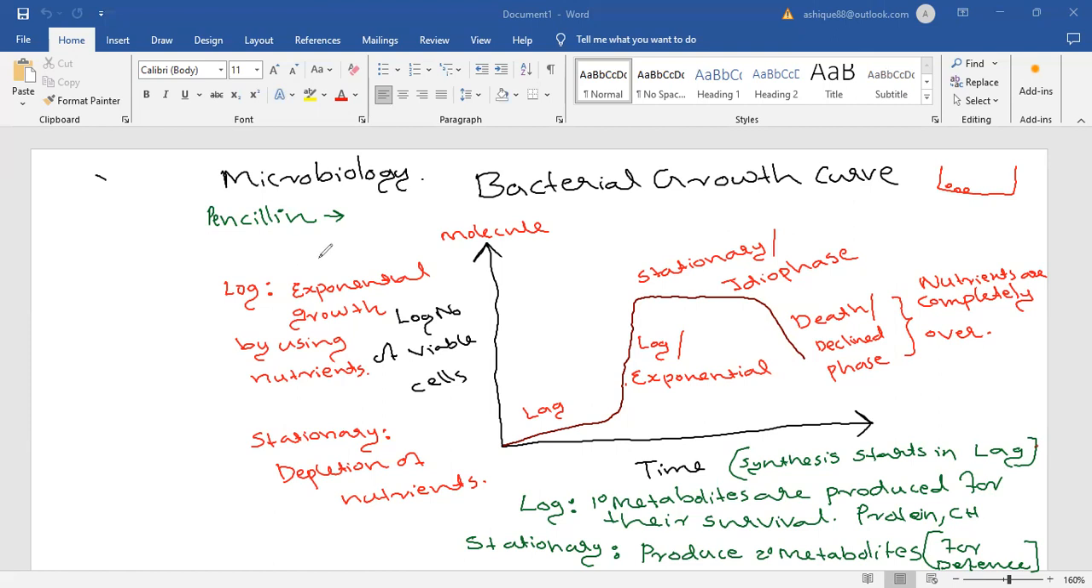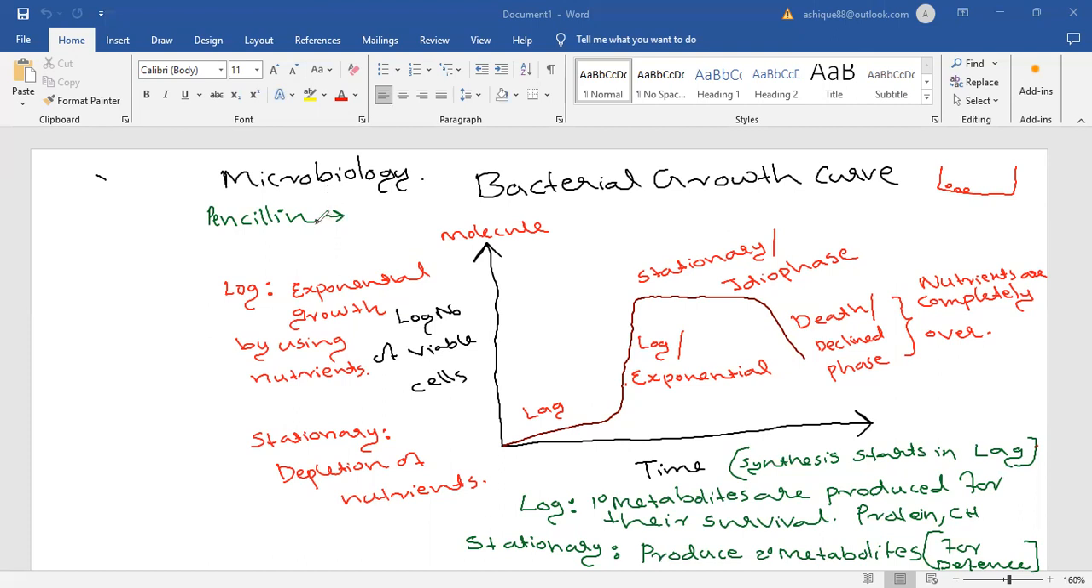That is Penicillium notatum. It is produced by the Penicillium notatum against Staphylococcus. So the penicillin will be produced during which phase? Whether it will be produced during lag or log phase? Tell me. The penicillin will be produced during lag, log, or stationary? Stationary.